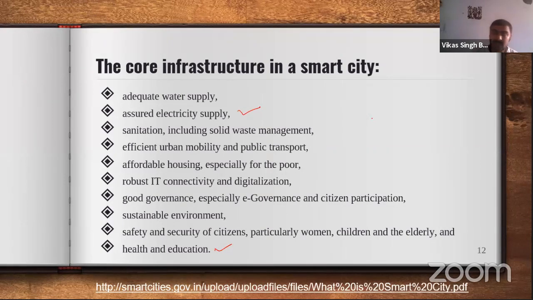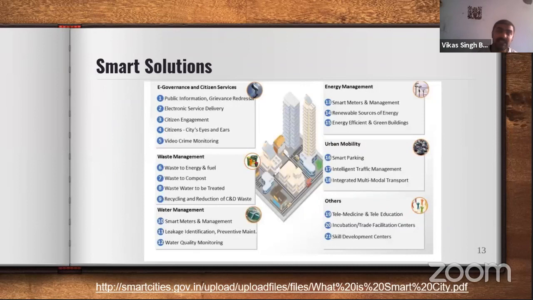Now the smart solutions for these desired objectives, one is e-governance. Then energy management will include smart meter, use of renewable energy, energy efficient and green buildings. Then, as I have already mentioned, the example of parking and the traffic management system. Another example may be telemedicine or teleeducation, skill development centers.